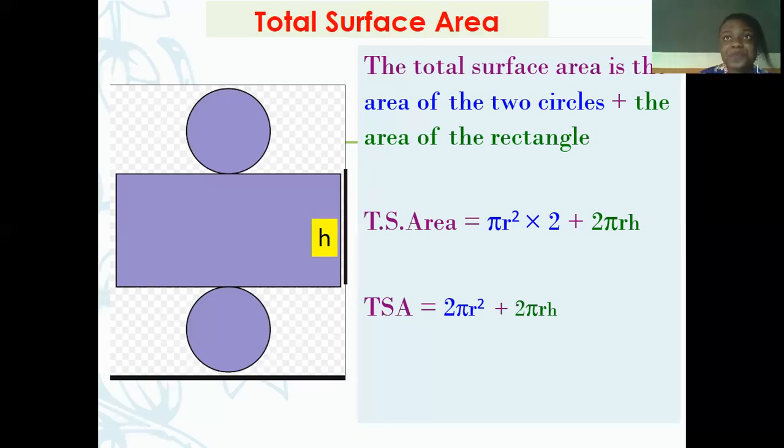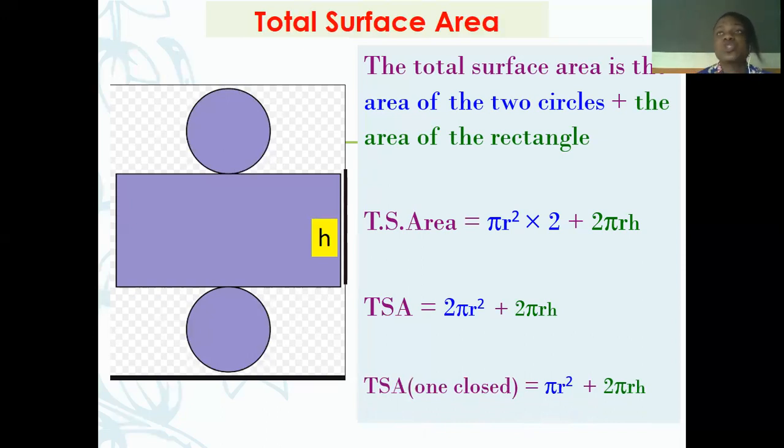What do we do? If you've been getting an understanding of the proof of the formula, you should know that we got this proof when we had 2 circles, right? Now, when we have one, all we need to do is get the area of one circle and add to the curved surface area. So when you just have one end closed, the formula now becomes just one circle, pi r squared plus 2 pi r h. So don't get confused.